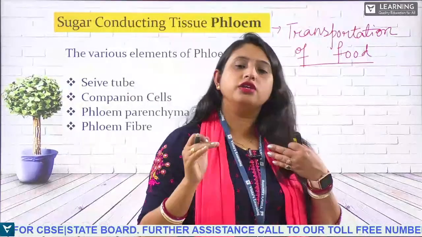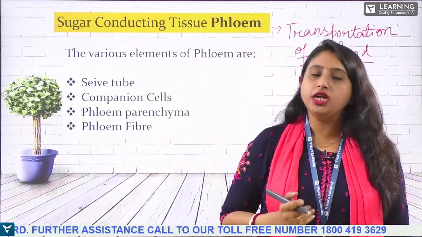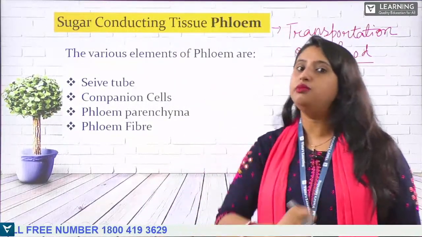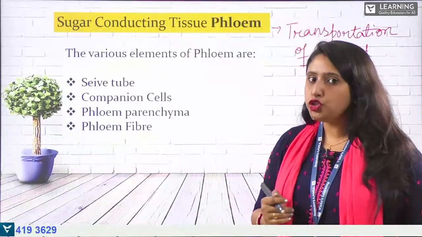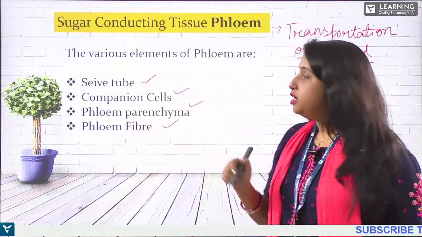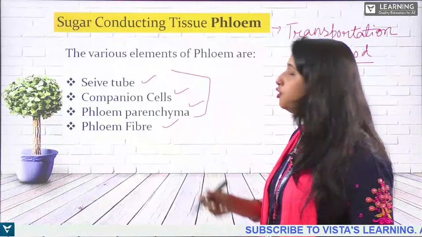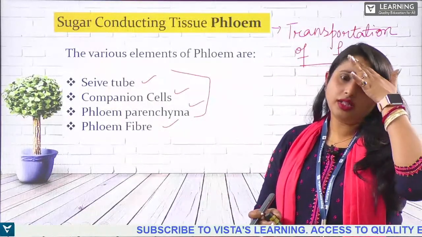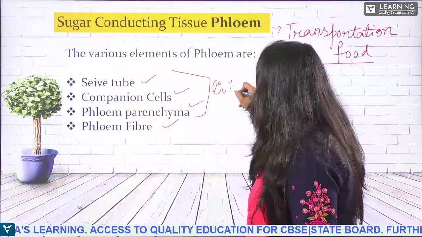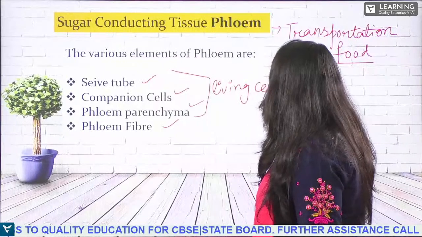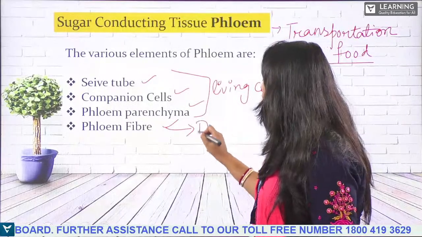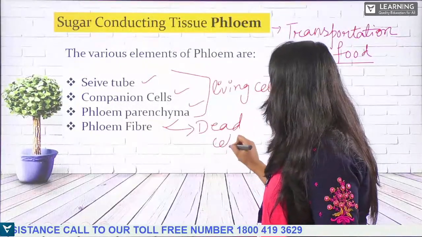Phloem is made up of various elements which you have learned in the chapter Anatomy of Flowering Plants, where you have learned that phloem is made up of basically how many elements? 4 elements, right? So, what are the 4 elements? Sieve tube, companion cells, phloem parenchyma, and phloem fiber, right? Now, the sieve tube, companion cells and phloem parenchyma are all living cells. Now this phloem fiber is non-living. It is made up of dead cells.